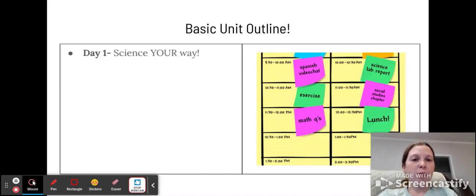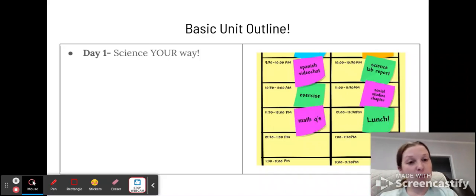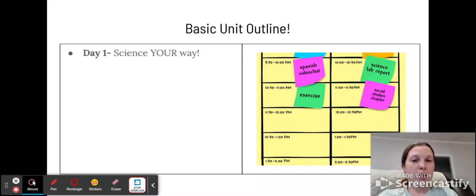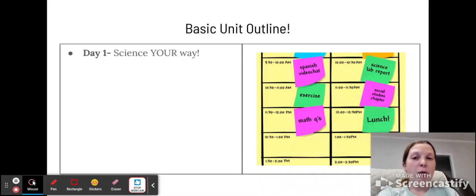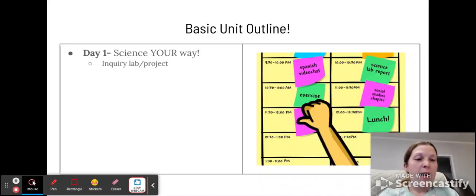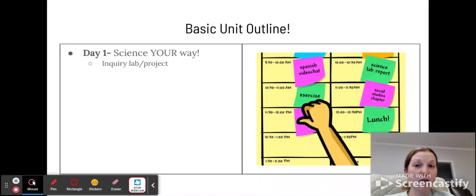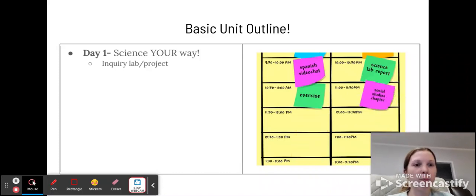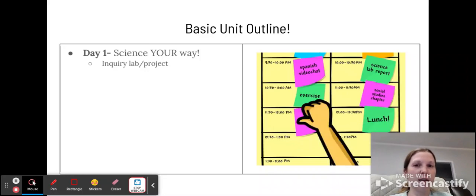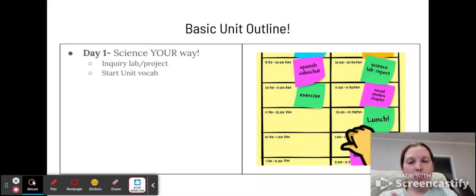You'll start each unit with a Science Your Way day. This tends to be on the test day of the previous unit. We'll start and it goes into the next day. And this is where I will give you some sort of question. You will answer it in an inquiry way. And then we'll test it. So you guys actually get to test your procedure to see if it gives you data that's usable for that question. After these days, you'll start your unit vocab.